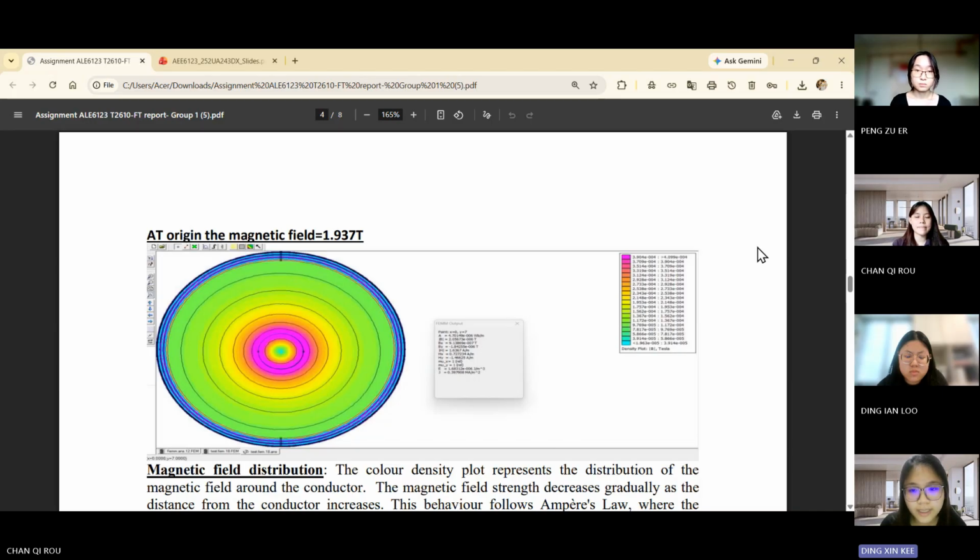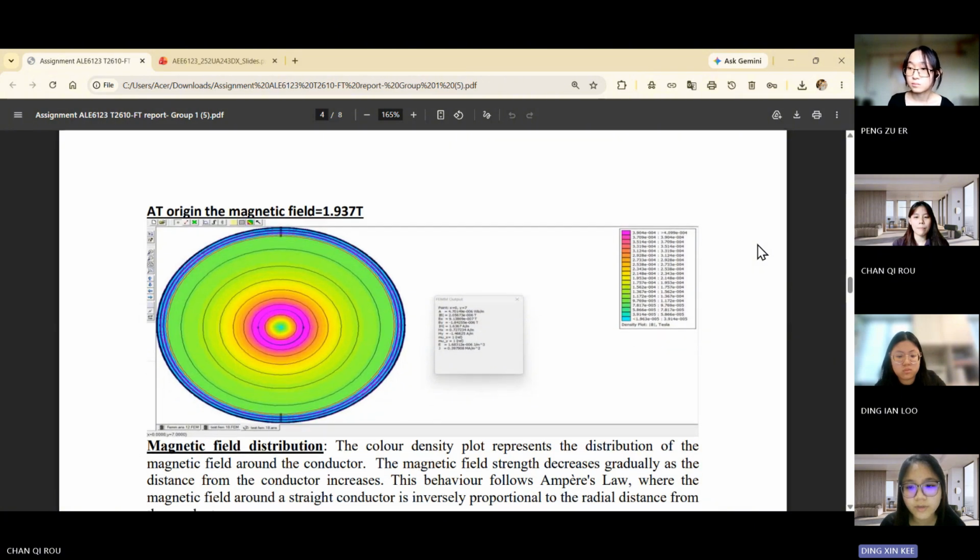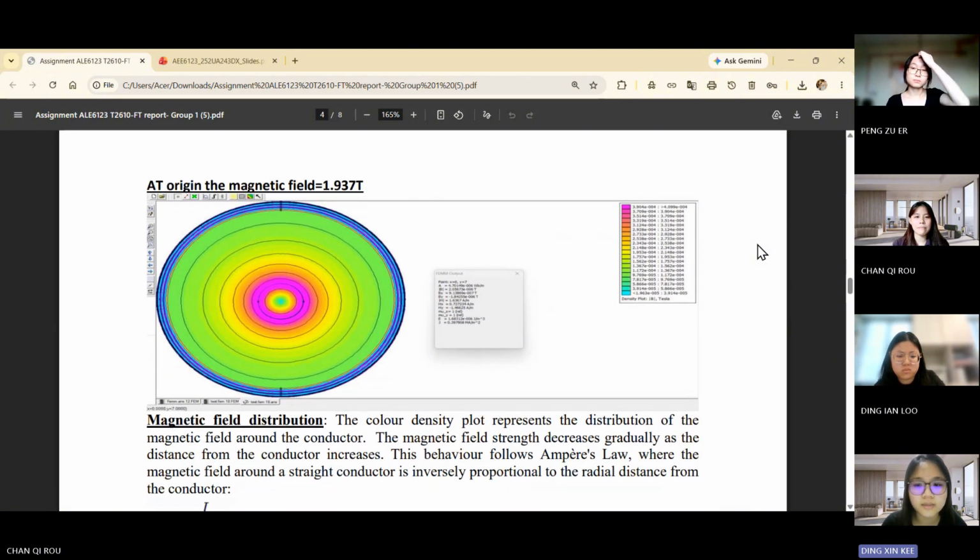This simulation shows that the strongest magnetic field occurs near the conductor. The magnetic field decreases with increasing distance. The magnetic field lines form closed circular loops around the conductor.